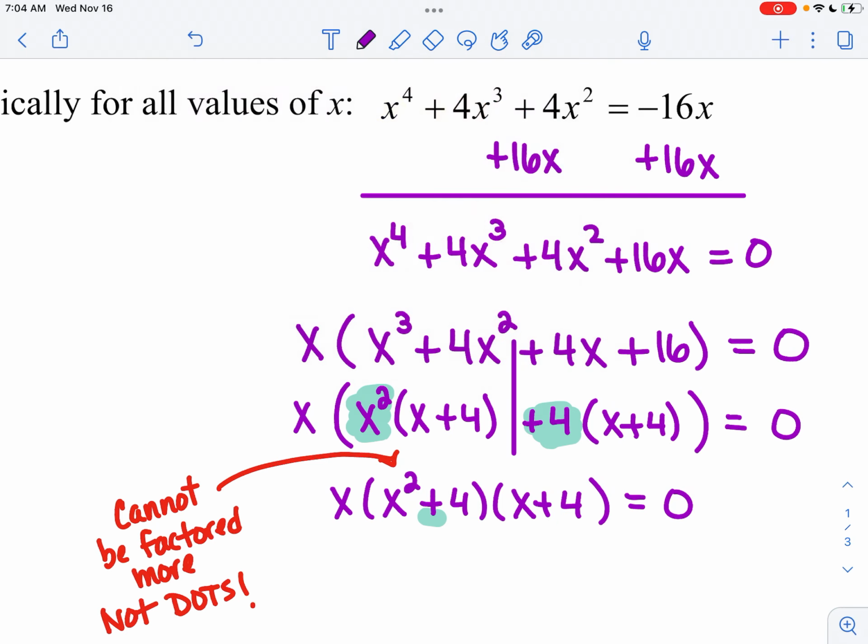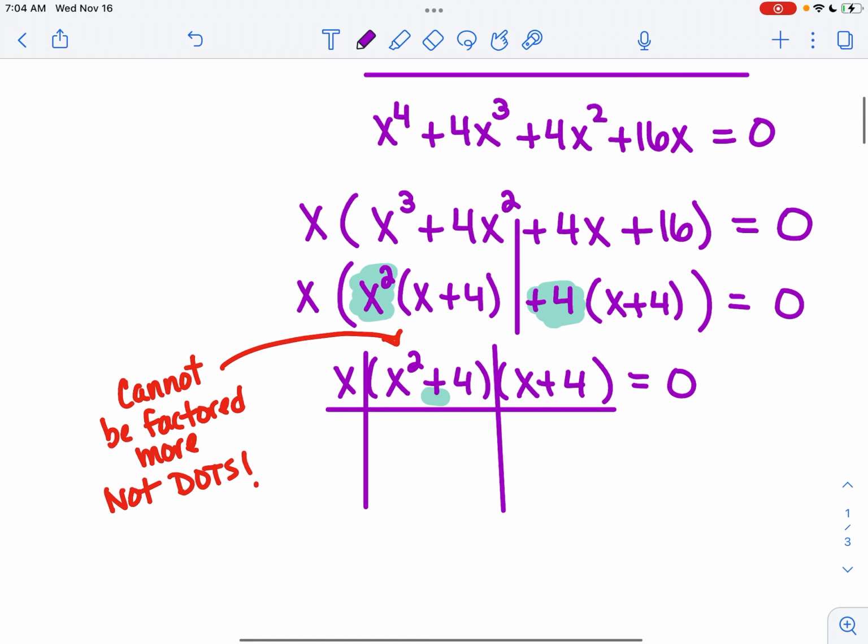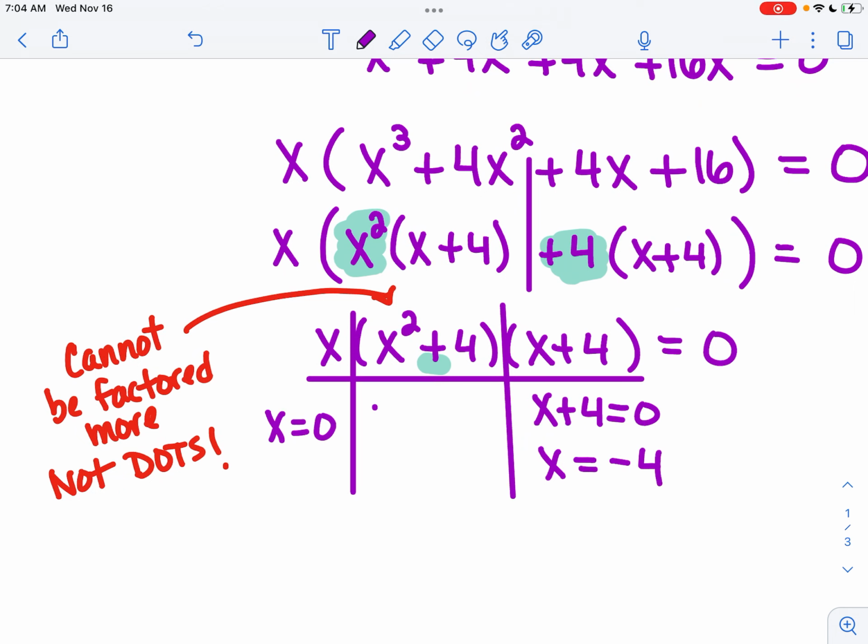So now let's take each factor and set them equal to 0. So for my first factor, x, I'm just going to get an answer of x equals 0. And from my last factor, x plus 4, when I set that equal to 0, I get an answer of x equals negative 4. So the new piece here is that we're solving this factor x squared plus 4 equals 0. Let's see what happens. So if I subtract 4 to the other side, I get x squared is equal to negative 4.